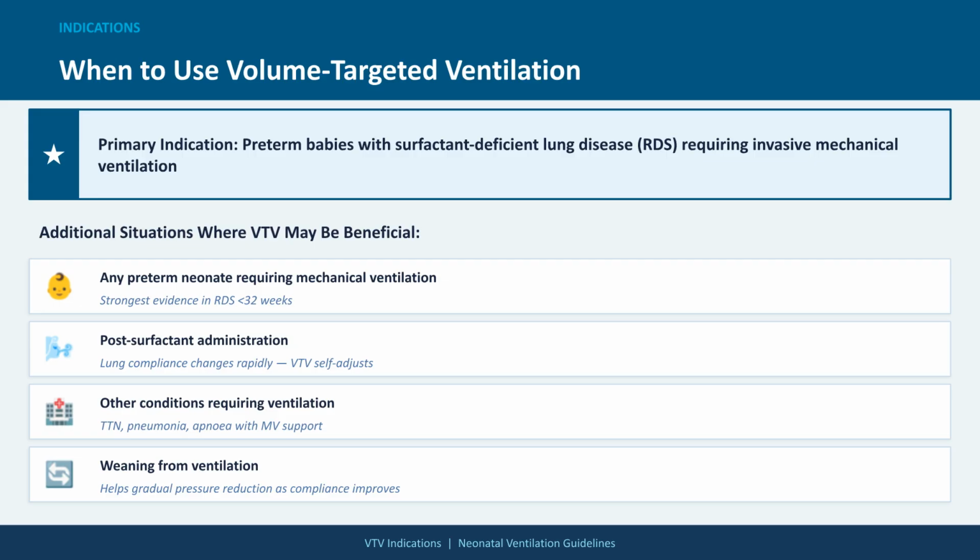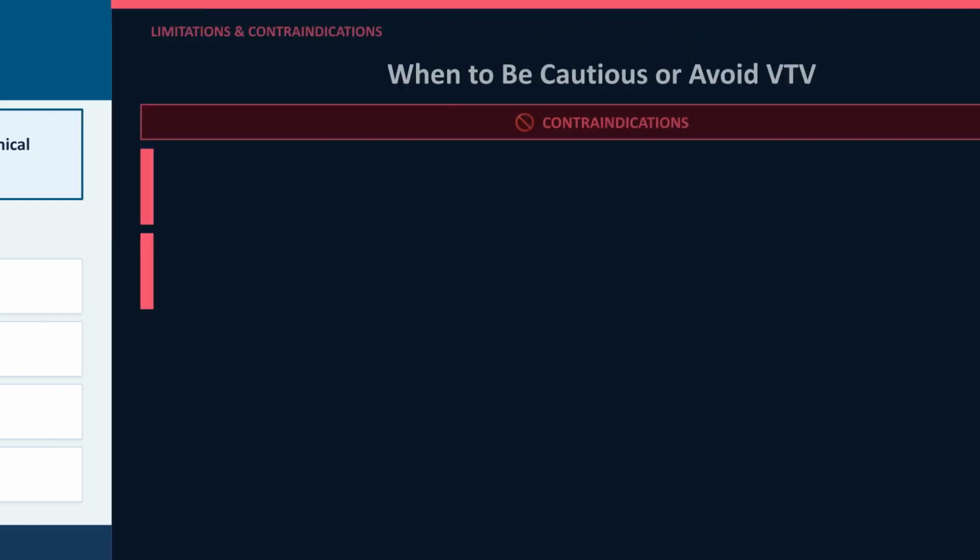The primary indication for VTV is preterm babies with respiratory distress syndrome requiring invasive mechanical ventilation. VTV is also beneficial for any preterm neonate on mechanical ventilation, post-surfactant administration, and when weaning from ventilation. It also supports other conditions requiring ventilation, such as transient tachypnea of the newborn and pneumonia.